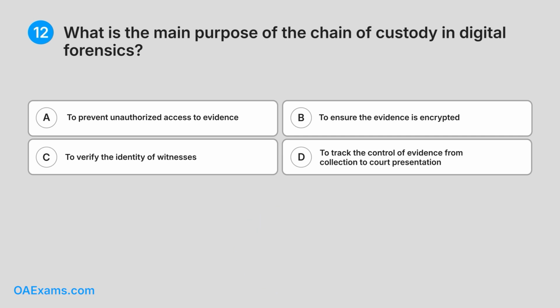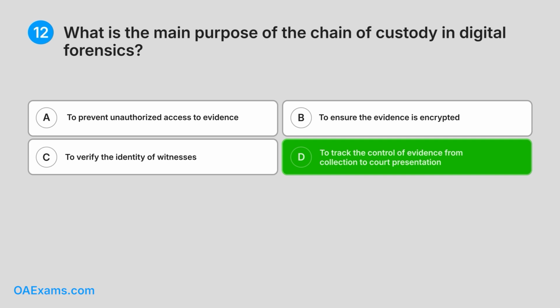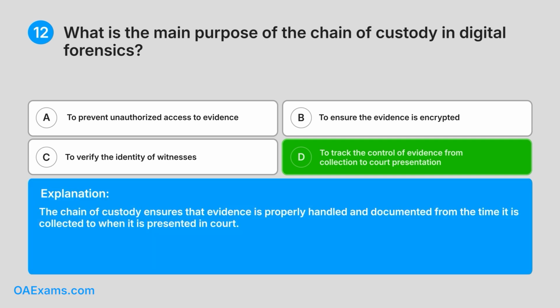Correct answer. D. To track the control of evidence from collection to court presentation. Explanation. The chain of custody ensures that evidence is properly handled and documented from the time it is collected to when it is presented in court.